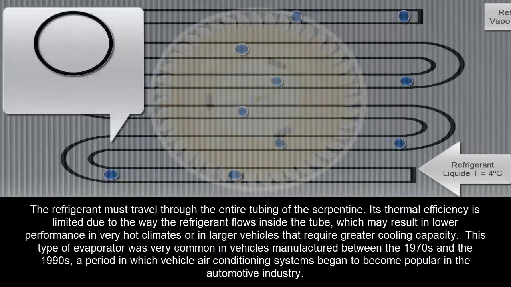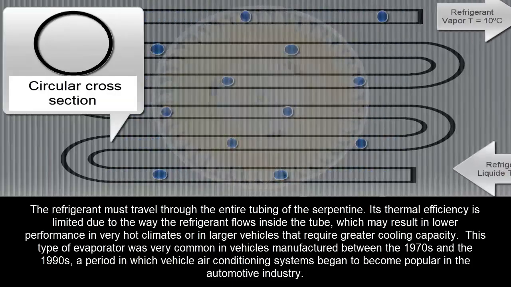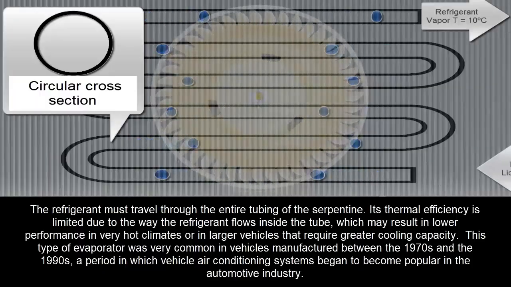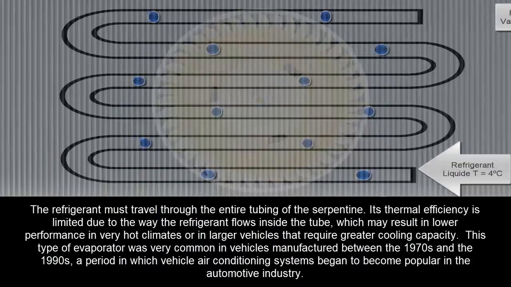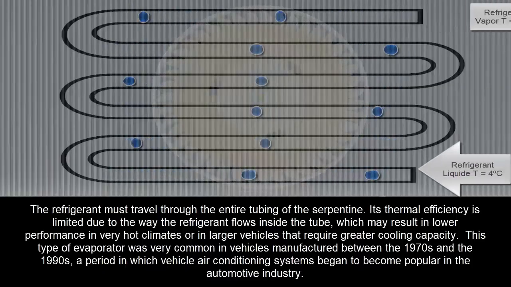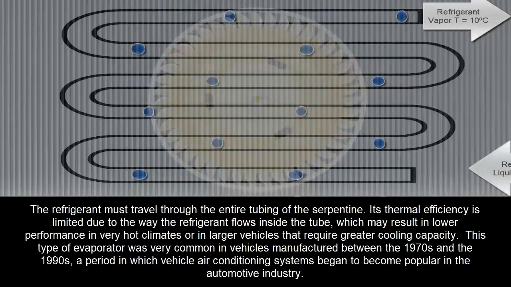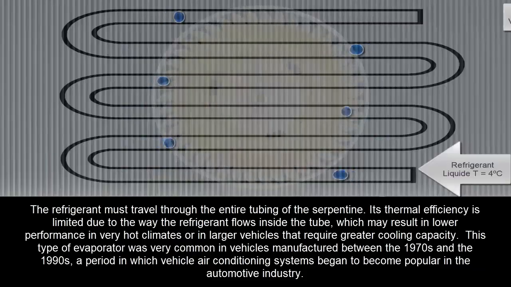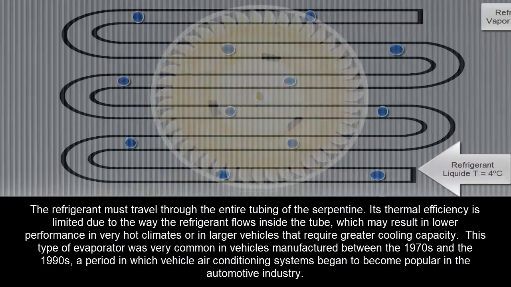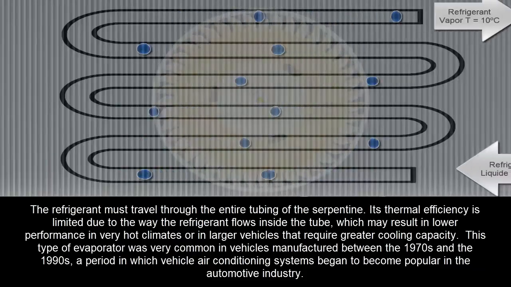The refrigerant must travel through the entire tubing of the serpentine. Its thermal efficiency is limited due to the way the refrigerant flows inside the tube, which may result in lower performance in very hot climates or in larger vehicles that require greater cooling capacity. This type of evaporator was very common in vehicles manufactured between the 1970s and 1990s, a period in which vehicle air conditioning systems began to become popular in the automotive industry.